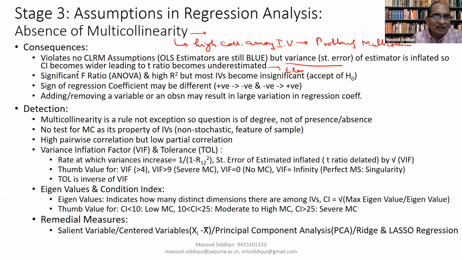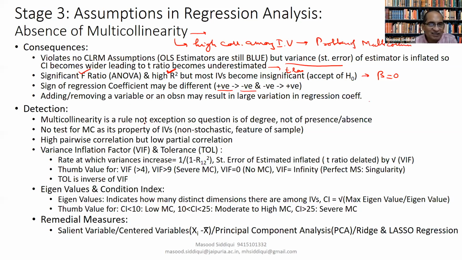So what happens? We have a high F value, right? This F value is significant, and a high R value means the overall model is significant as well as strong, but most of the independent variables become insignificant, right? Because t becomes low, H naught is being affected, so we tend to believe that beta is 0. So this is the problem. There are some more problems: the sign of the regression coefficient may be different. Actually, they have a positive relationship, but because of multicollinearity, they become negative and so on, right? So these are the problems.